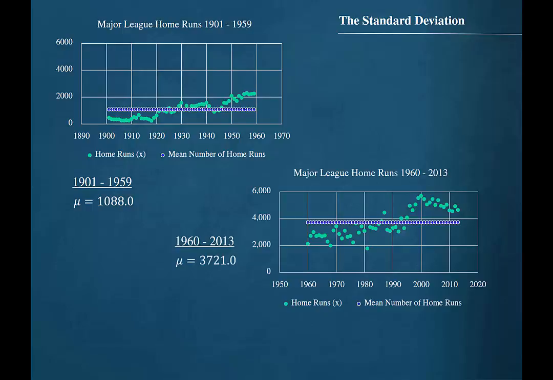The mean of 3,721 is higher for the 1960 to 2013 seasons, but notice also that the individual data values tend to stray farther from the mean.